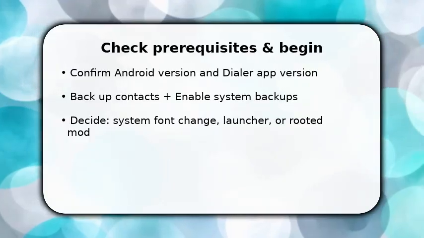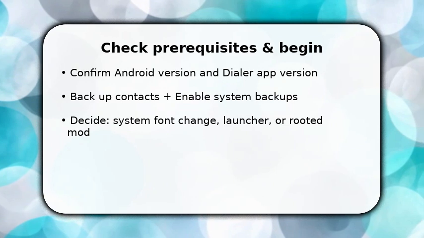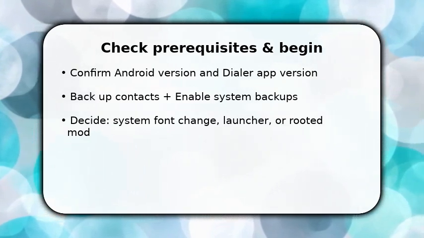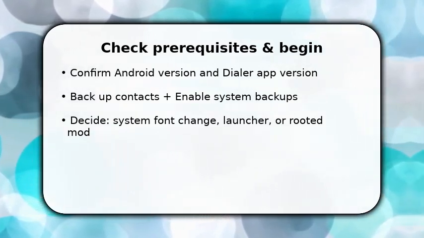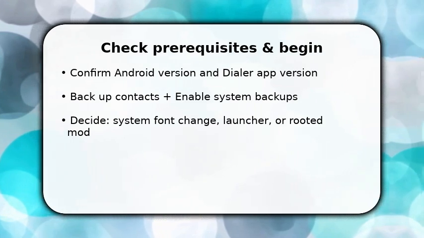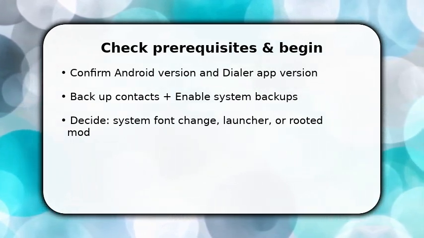You start by confirming your phone and dialer app versions so you know which method will work. Once done, backup contacts and enable a full Android backup. This protects you if something breaks.